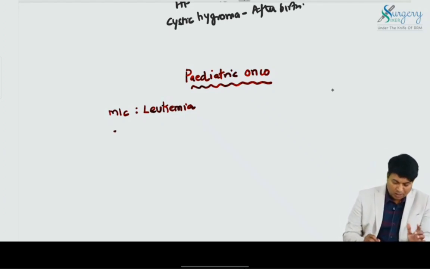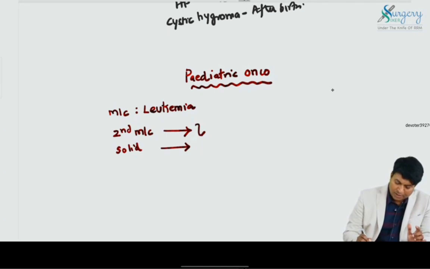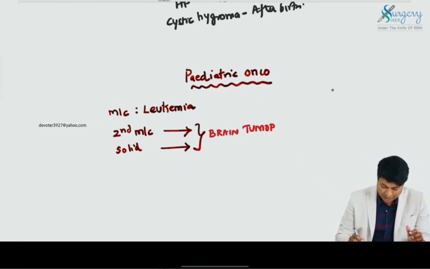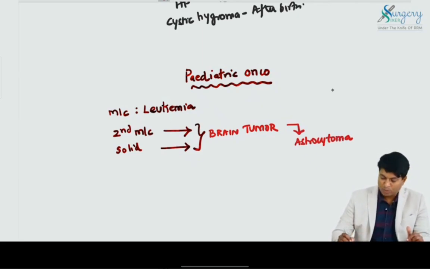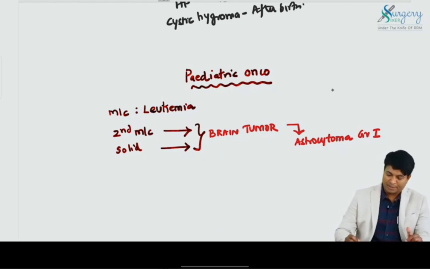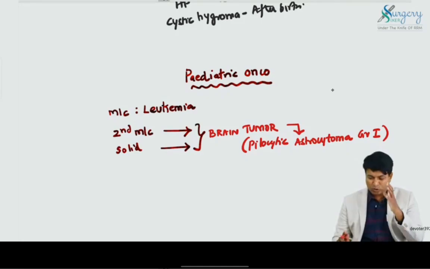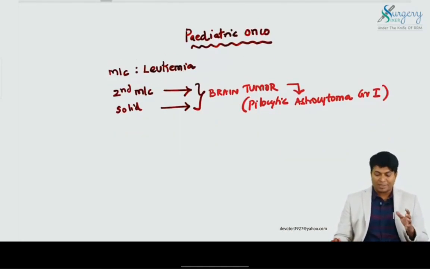After leukemia, what is the most common solid tumor? The most common solid tumor, or the second most common tumor, is brain tumor, and usually it is astrocytoma, grade 1. It is known as pilocytic astrocytoma, the most common brain tumor in children.